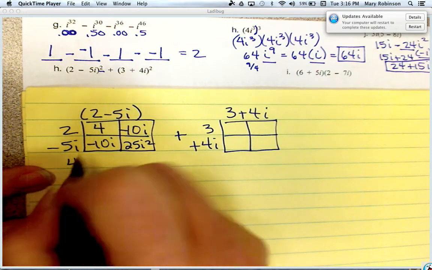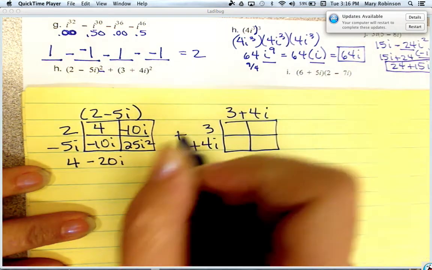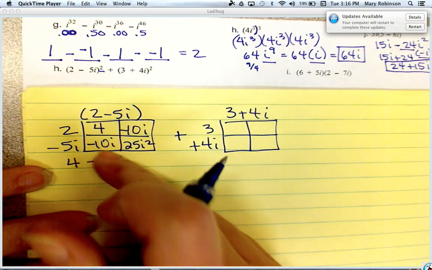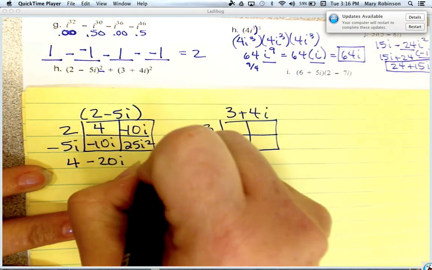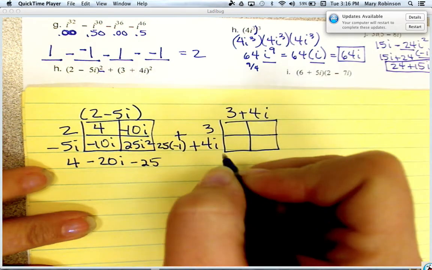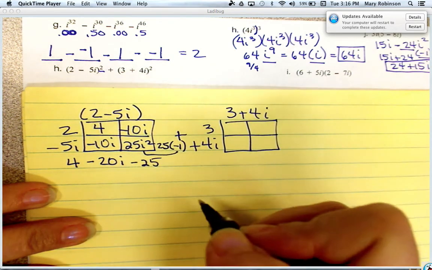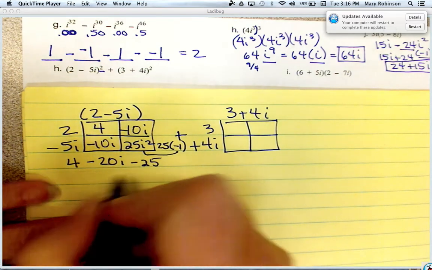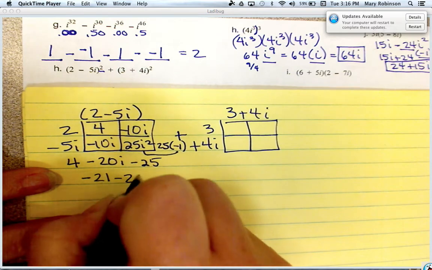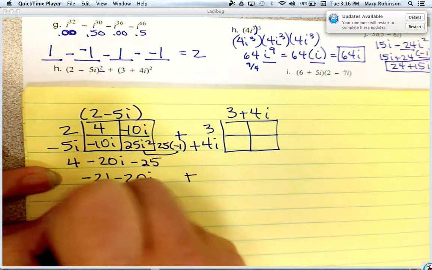So we end up with 4 minus 20i, because -10 minus 10, if you need to put that in your calculator, do that. -10 minus 10 is -20i. But do remember that this is 25 times -1, which is -25, because i squared is -1. So when we combine our terms, it's actually 4 minus 25, or -21 minus 20i.